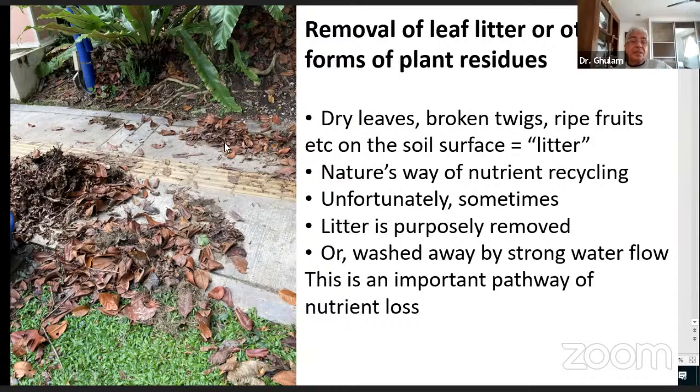But this is another way of losing the nutrients from the system, because all these materials should remain on the soil for the microorganisms to act on them to release the nutrients to the soil.